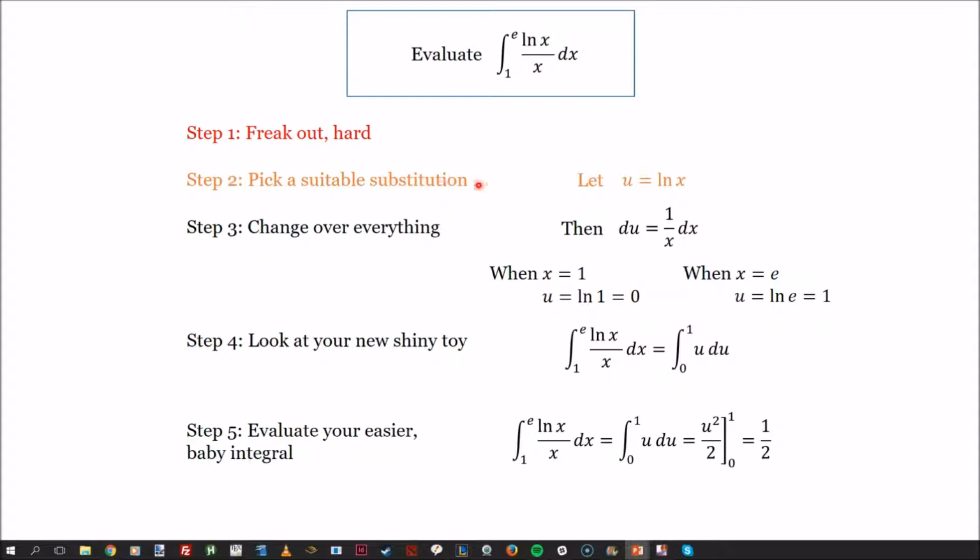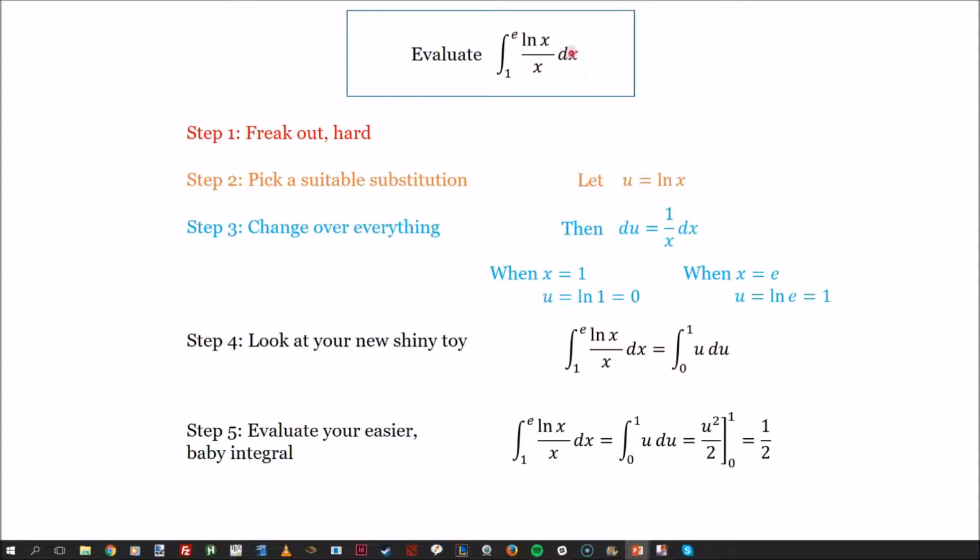So the suitable substitution in this case, our first attempt anyway, is going to be let u equal ln x. Okay, now we're going to change over everything. Step 3. If u is equal to ln x, you can just look at the integral and say, I have to change over everything. The 1 and the e are in terms of x. This is the integral as x goes from 1 to e. We need to change those because it's now u. This x has to go, ln x has to go, dx has to go. Everything's got to go.